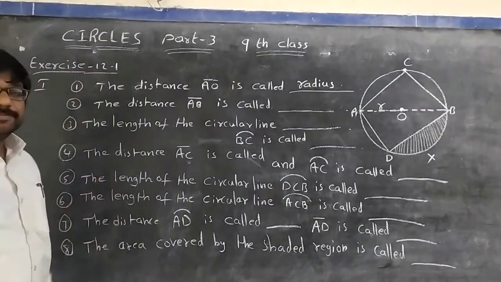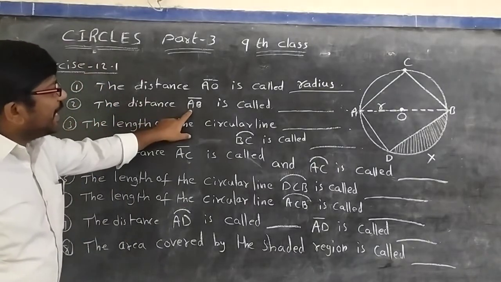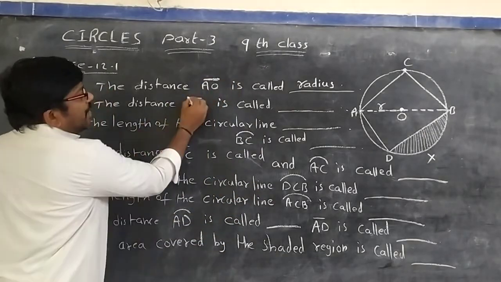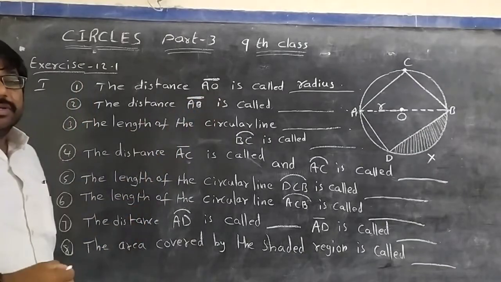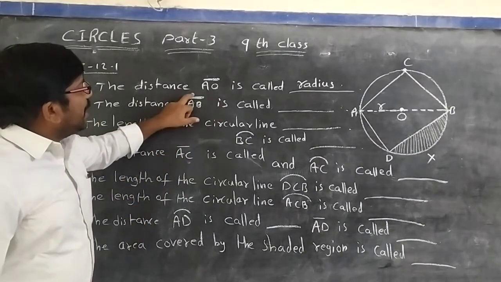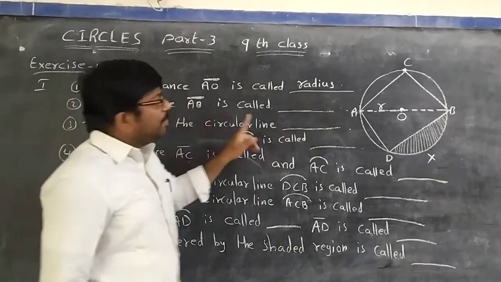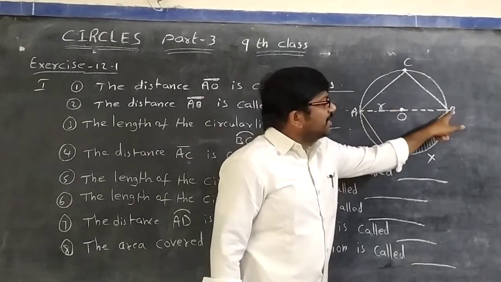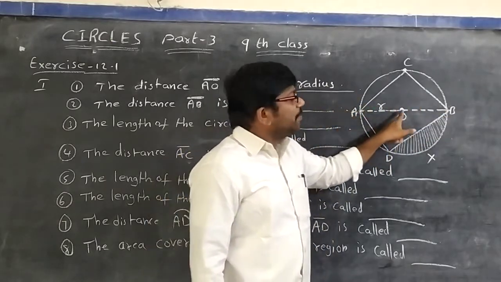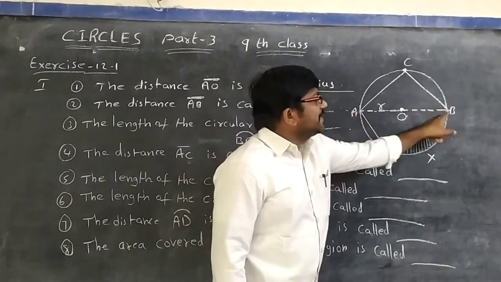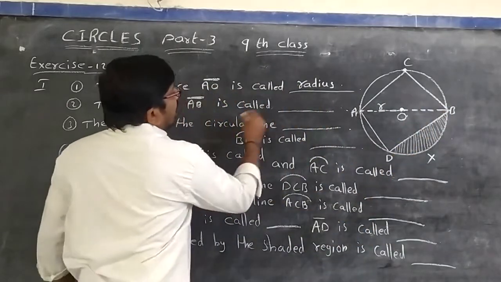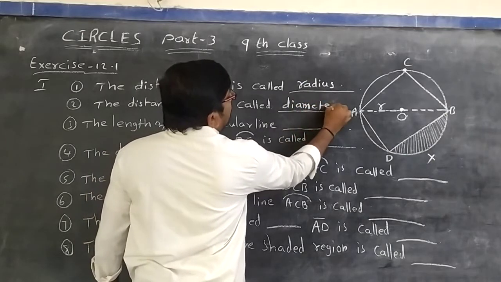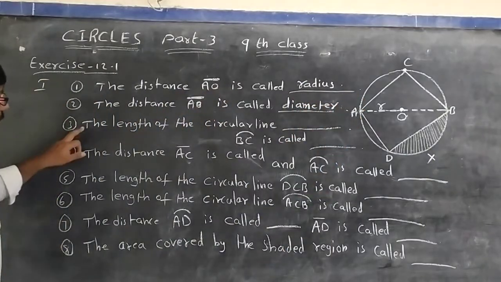Go for the second bit. The distance AB, see, AB is a line segment. Observe carefully. The line segment AB passes through the center and it is the largest chord of the circle. So AB is called the diameter. The second bit answer: diameter.